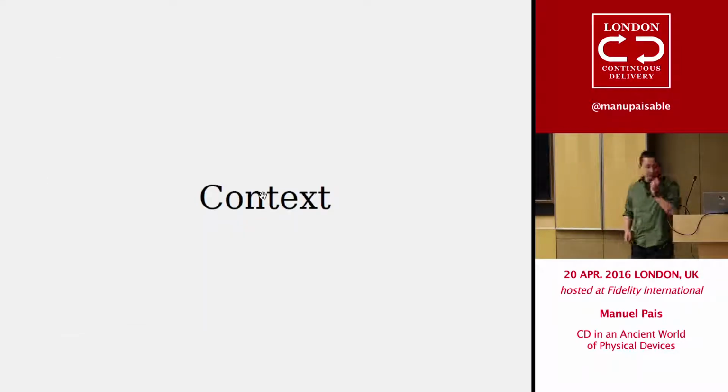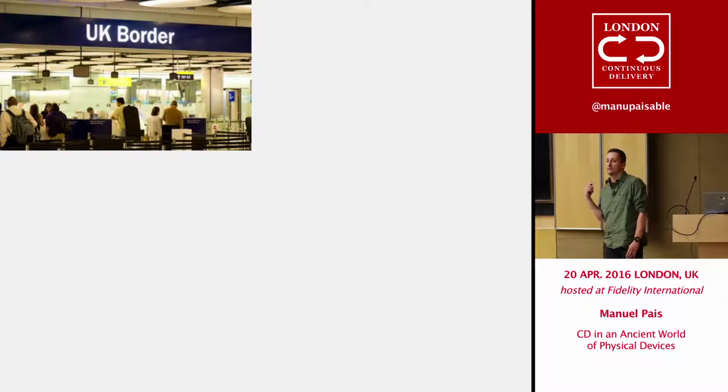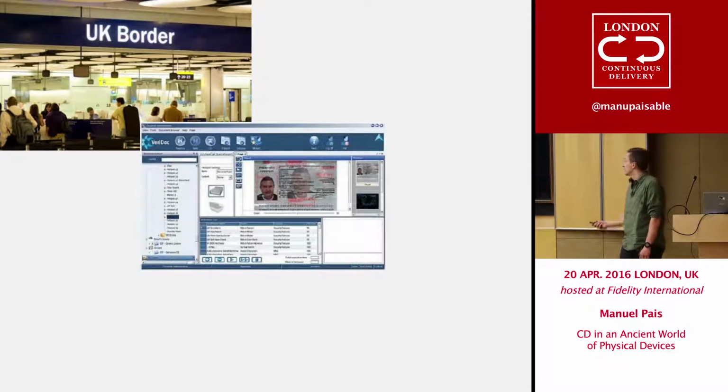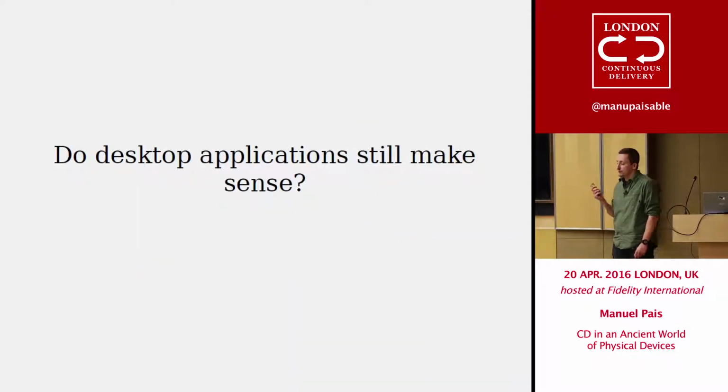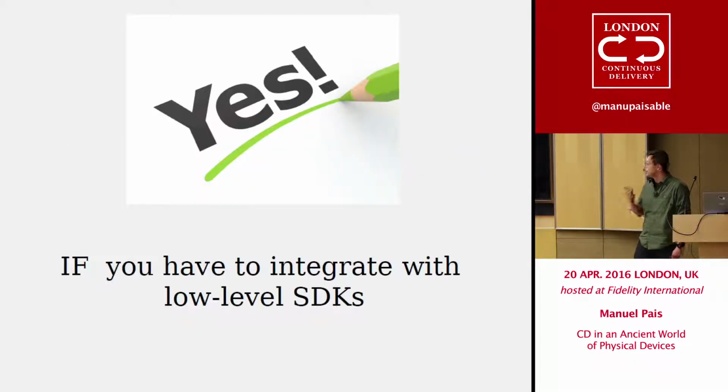So in terms of context, what were we doing? Well, this organization develops border control systems, document verification systems, and biometric data enrollment systems. And why do desktop applications still make sense? In particular, these were Windows desktop applications. Well, for a few reasons.